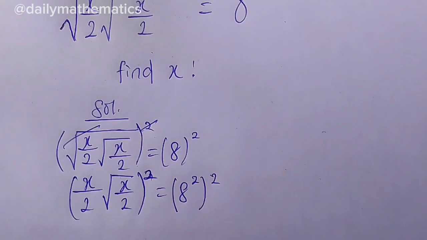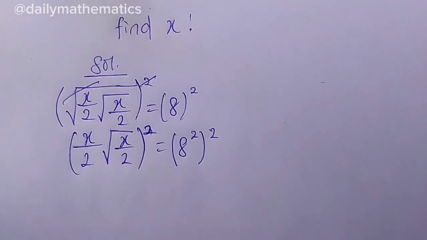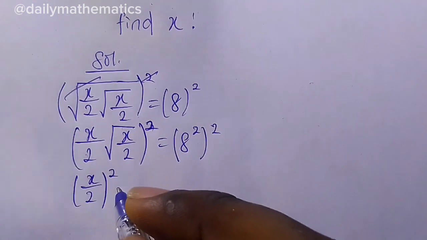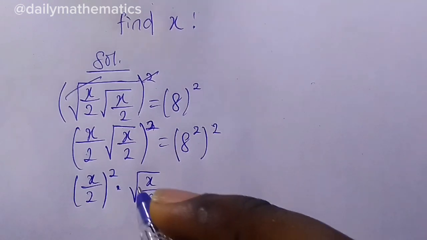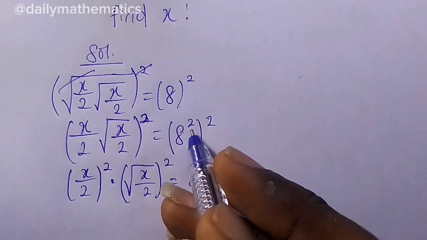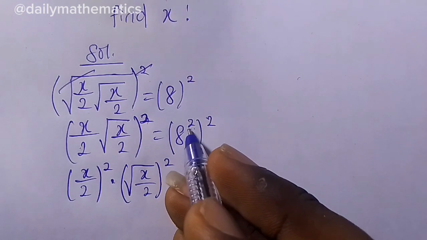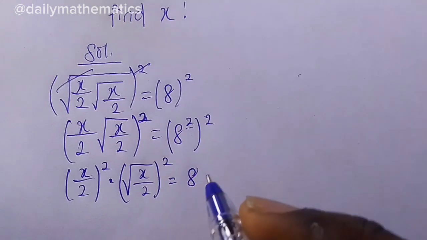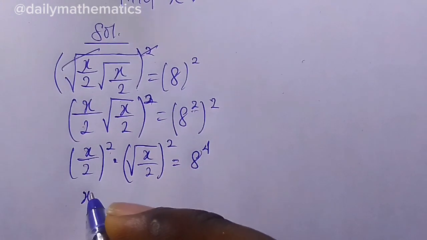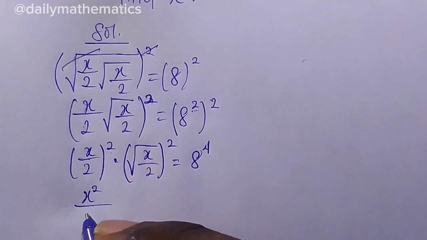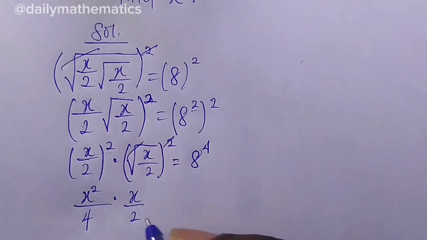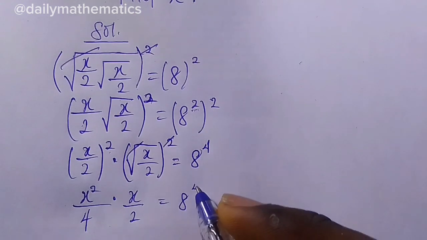Square both sides. All right, so when we square both sides, we have x over 2 squared, multiplied by root x over 2 then squared, equals 8 raised to the power of, here we're going to multiply both powers. We have power 2 and power 2. We're going to multiply the powers, giving us 4. From here, what we have is x squared over 2 squared, which is 4, multiplied by, the square cancels the square root, and we have x over 2 equals 8 raised to the power of 4.